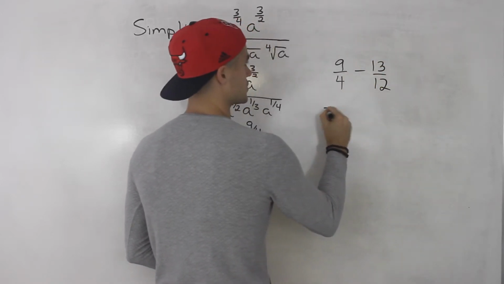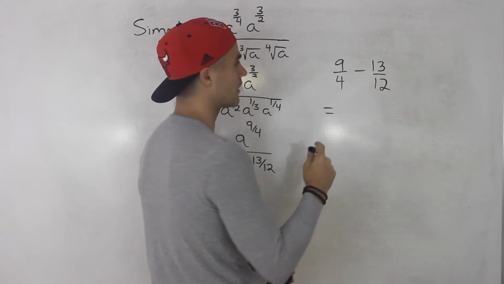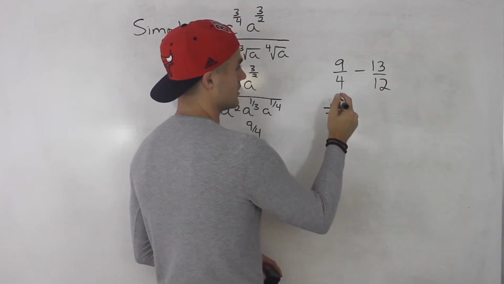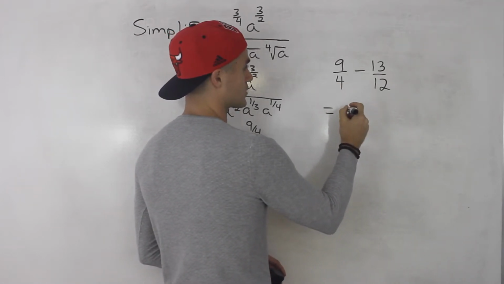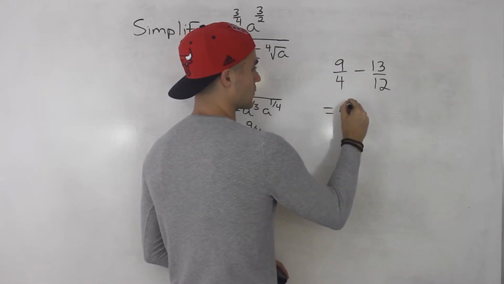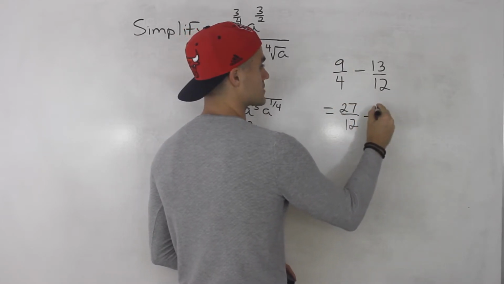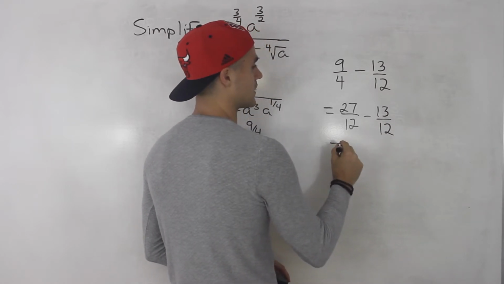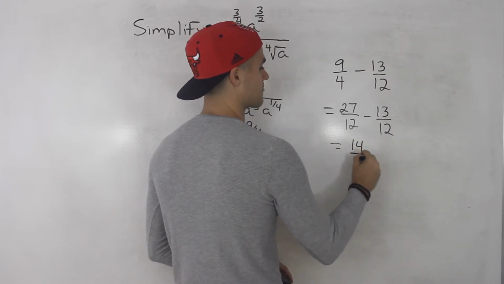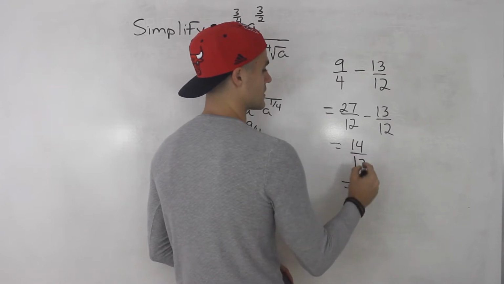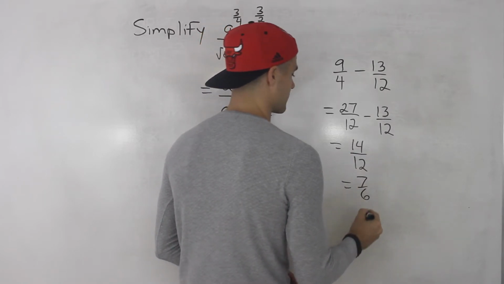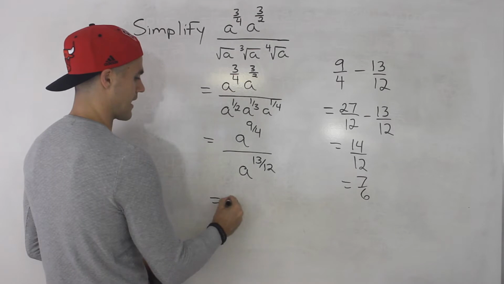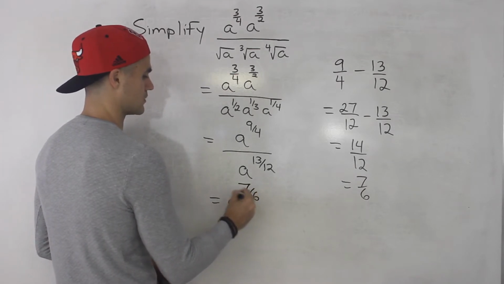This question in particular has a lot of fractions to deal with. The common denominator is 12, so this would be 27 over 12 minus 13 over 12. 27 minus 13 gives us 14 over 12, and then that simplifies to 7 over 6. So that's the final answer: a to the power of 7 over 6.